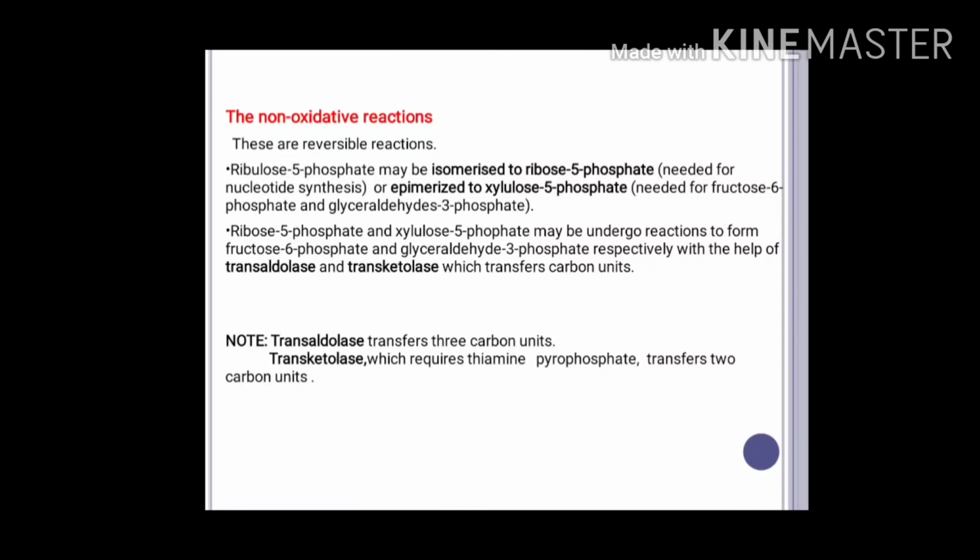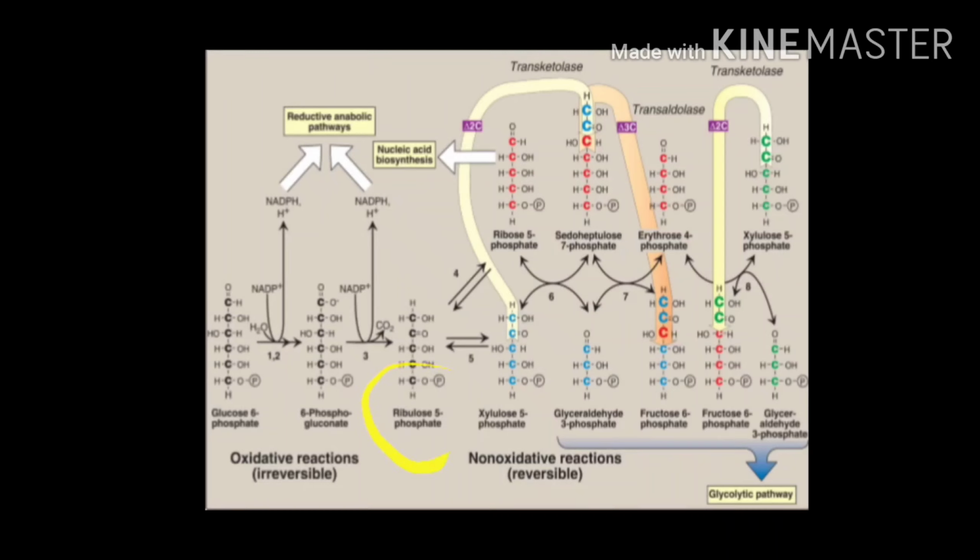These are reversible reactions in which ribulose 5-phosphate is isomerized to ribose 5-phosphate. This ribose 5-phosphate is needed for the synthesis of nucleotides, that is DNA or RNA, or this ribulose 5-phosphate may be epimerized to xylulose 5-phosphate, which is needed for fructose 6-phosphate and glyceraldehyde 3-phosphate synthesis. So let's see, ribulose 5-phosphate is isomerized to ribose 5-phosphate, because ribulose and ribose are isomers of each other.